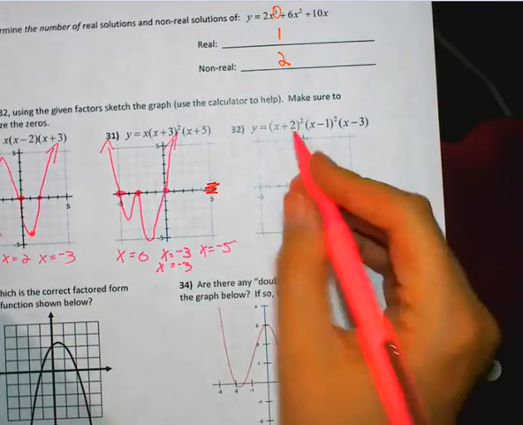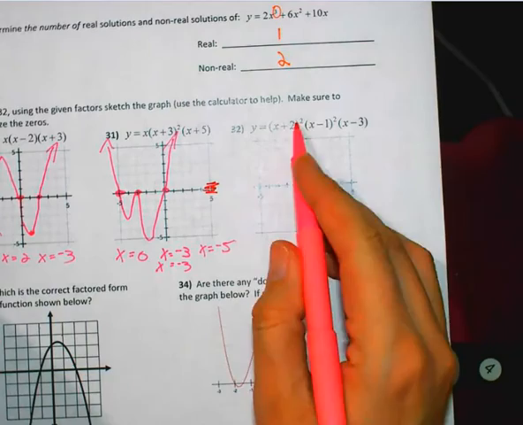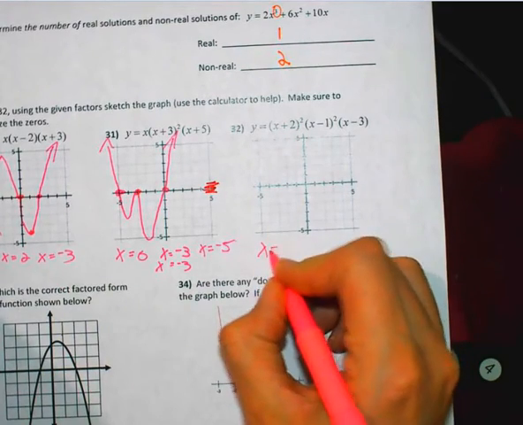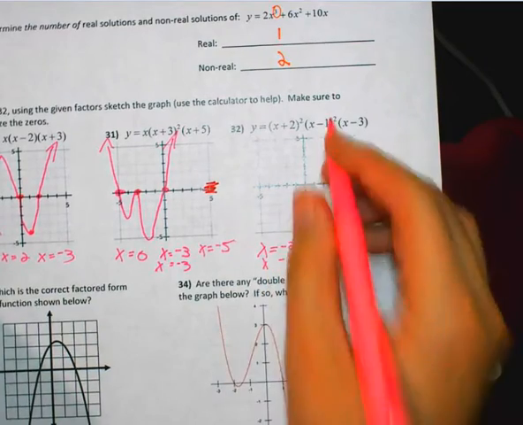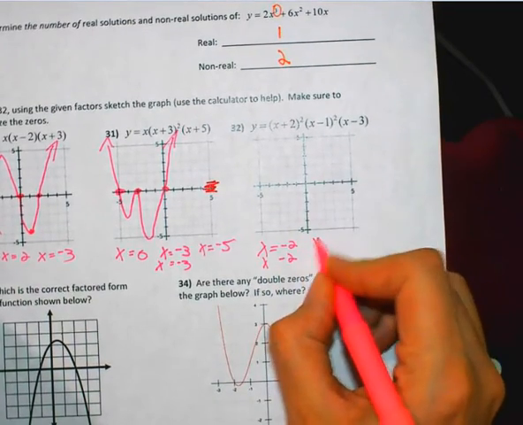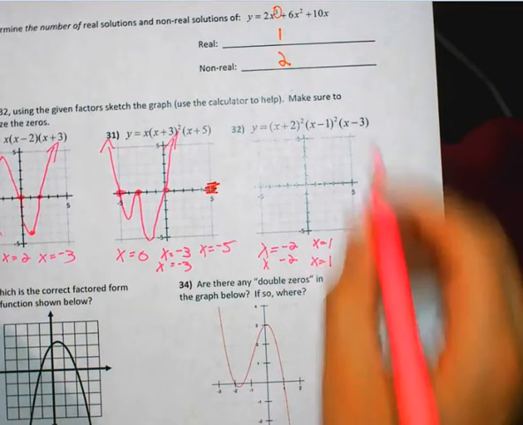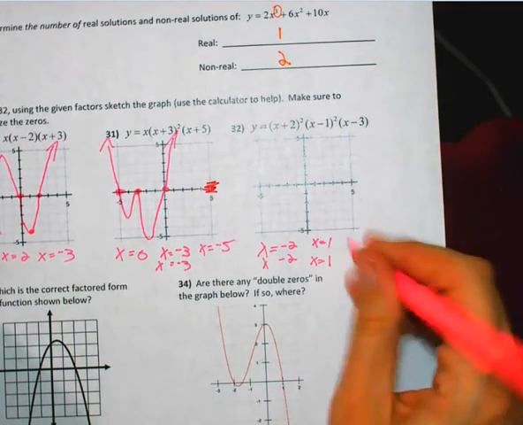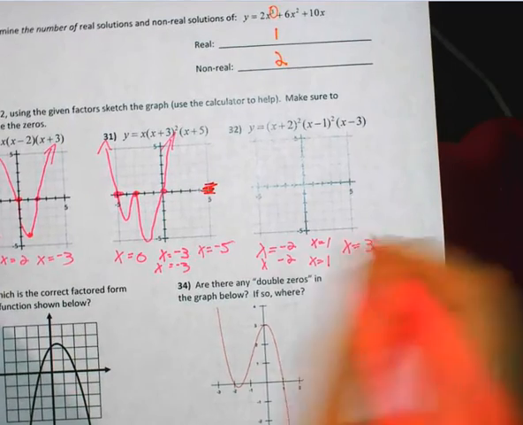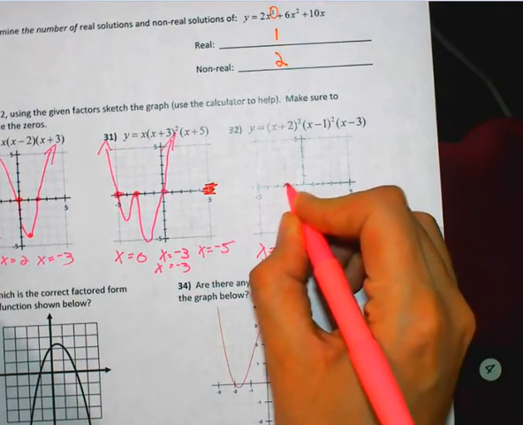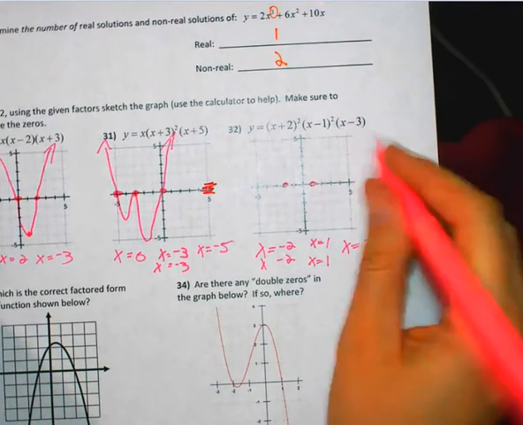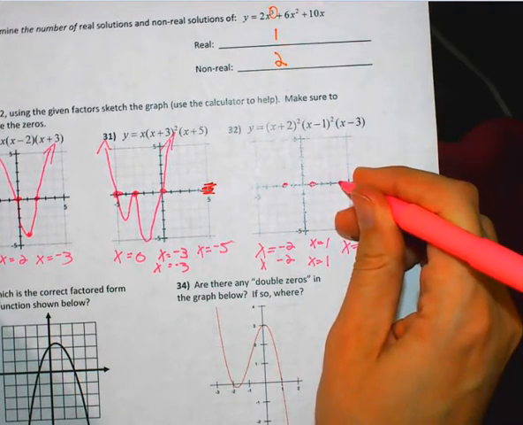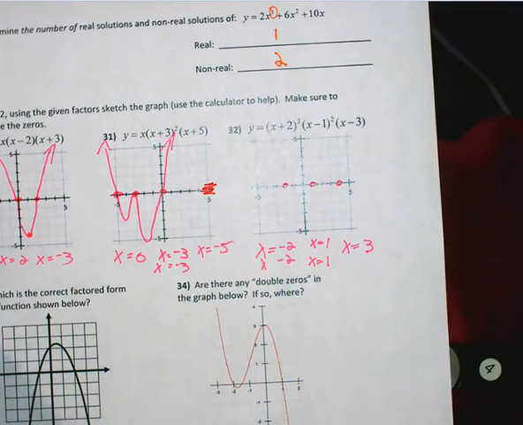All right. Okay, so last one, we have x plus 2 squared, so that's a double 0. So I have x equals negative 2, x equals negative 2. And then I have another double 0, x equals 1, x equals 1. And then I have x minus 3, which is x equals 3. So I have a double 0 at negative 2, a double 0 at 1, and a single at 3. All right, go ahead and put that into your calculator and sketch it.